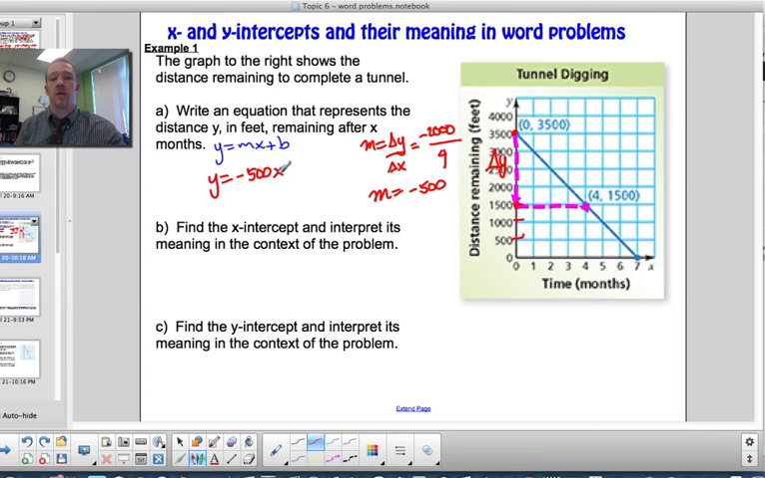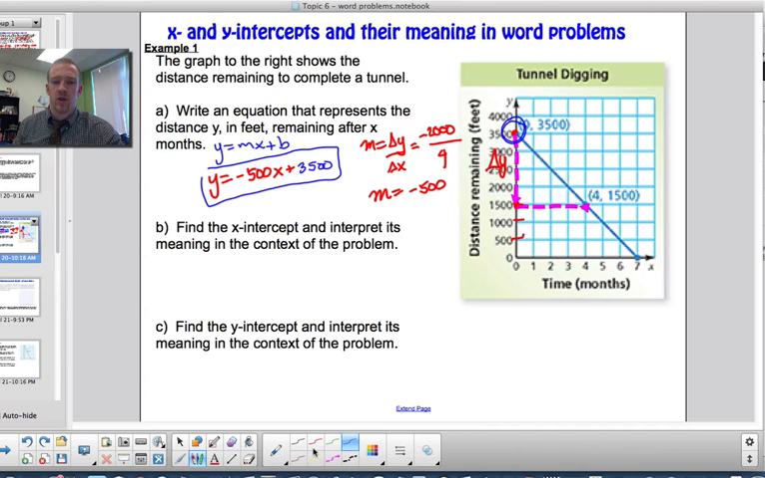So y equals negative 500x plus our y-intercept. Well, the y-intercept is just right here. It's where it hits the y-axis. And that's at a value of 3,500. So that is our equation. So find the x-intercept and interpret its meaning in the context of the problem.